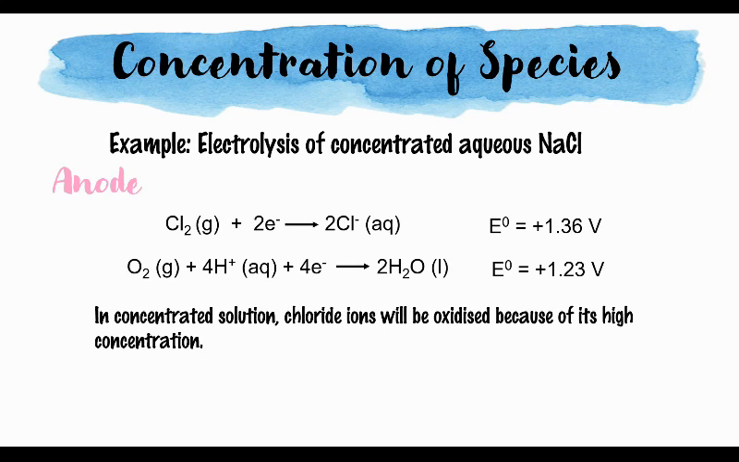In concentrated solution, chloride ions will be oxidized because of its high concentration. The high concentration of chloride ion makes it more readily to be discharged over water.